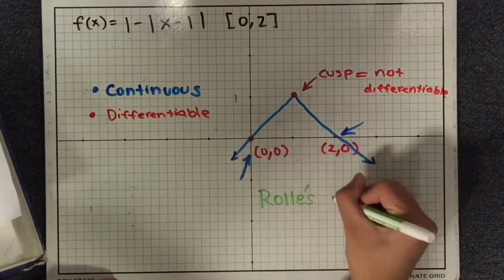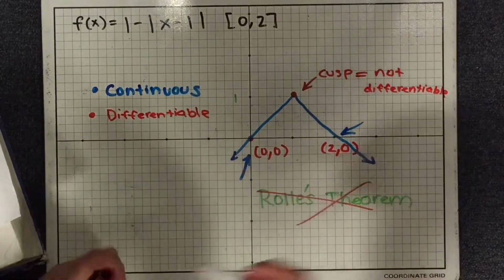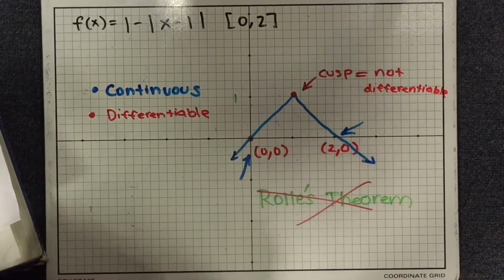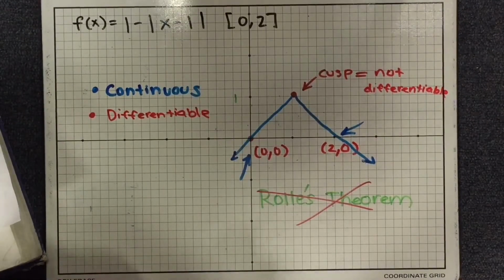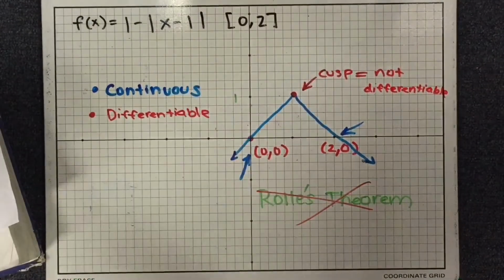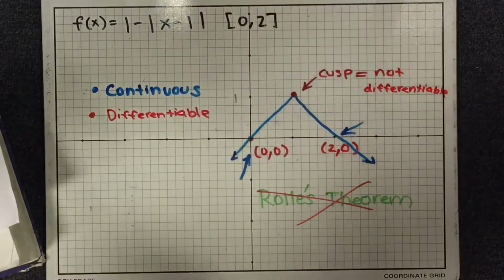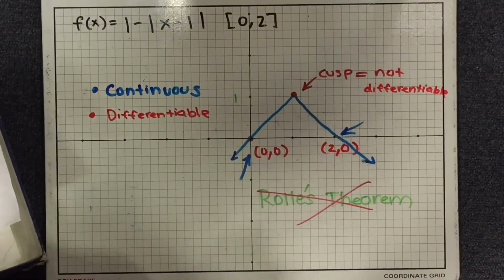So does Rolle's theorem apply? No, because Rolle's theorem states that f has to be continuous, f of a must equal f of b, f must be differentiable for all x in a, b, and f prime of x has to equal 0. The cusp in the function is not differentiable, so f of x is not differentiable for all x in a, b. Therefore, Rolle's theorem does not apply.